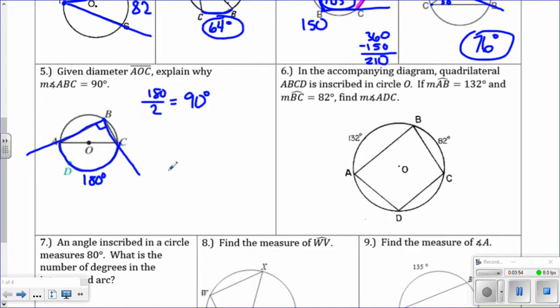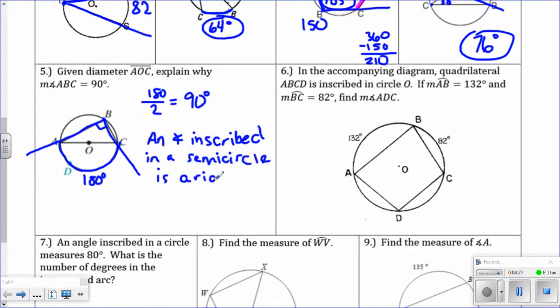Now, how do we say that? Well, if you look at your chart, it's going to be the very first theorem. An angle inscribed, because angle B is an inscribed angle here, right? An angle inscribed in a semicircle, because it really opens up to a 180-degree arc there. So an angle inscribed in a semicircle is a right angle. An angle inscribed in a semicircle is a right angle, and that's how we know that it's going to be 90 degrees.